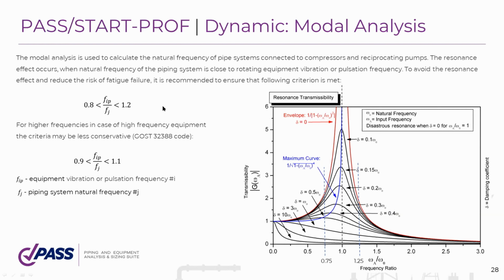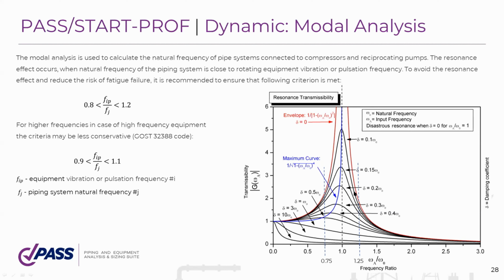For example, we have a pump or compressor with a known vibration frequency. So the ratio of equipment vibration frequency to the natural frequency of the piping system should not be within the range from 0.8 to 1.2.